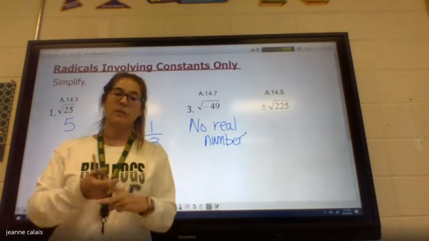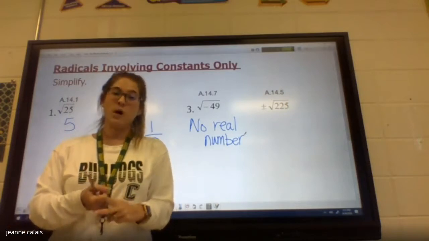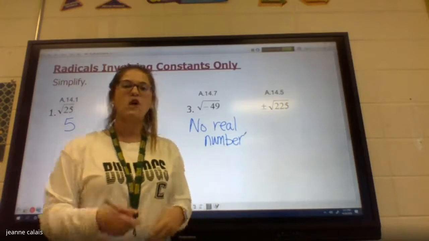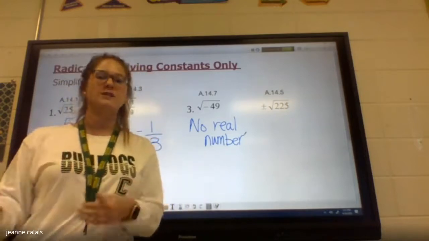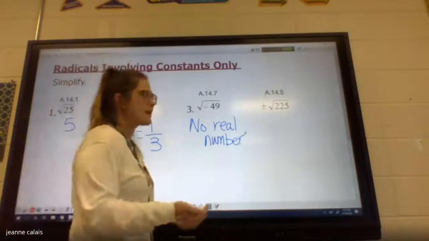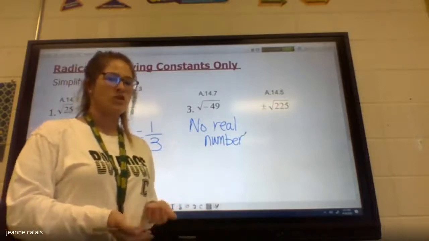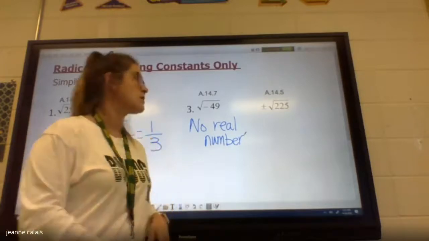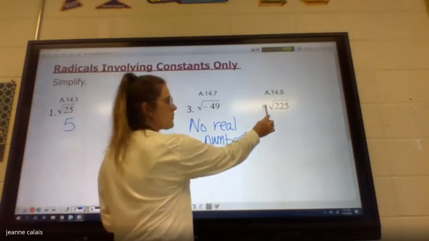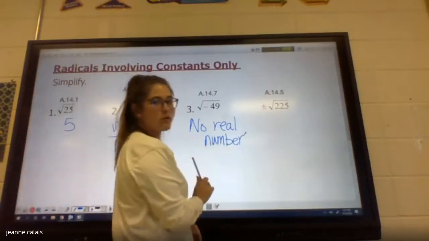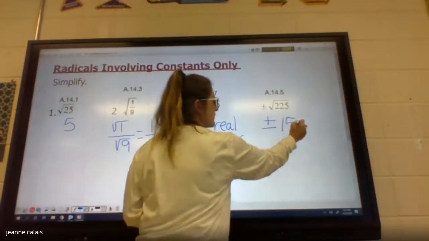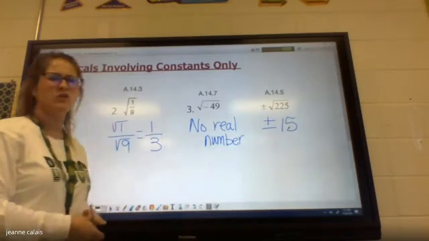Because think about it. A positive times a positive gives you a positive. A negative times a negative gives you a positive. So there are two solutions. We just never use the negative because we're measuring distance in geometry. In Algebra 2, you could have two possible solutions. So that's what this stands for, positive or negative. Square root of 225 would be plus or minus 15. Okay, it's the same thing, and it's just read as plus or minus.